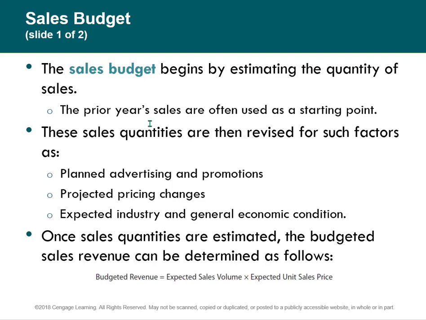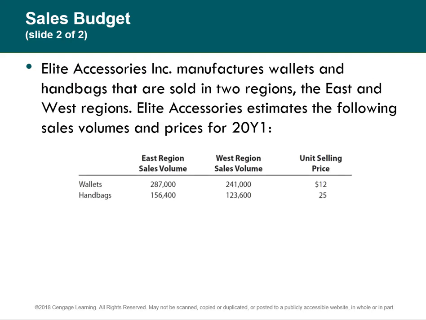So the sales budget is your favorite one. It starts out by estimating the quantity of the sales. You might revise them because you've got pricing changes or economic conditions have changed. For example, a pandemic might change your sales quantities. And once you've got that, you multiply it times the expected unit selling price and you've got a sales budget. Okay, so here's an example.